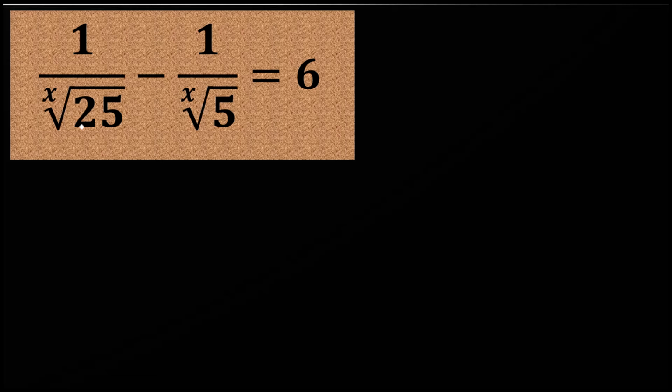Let's solve for x from here. We have 1 on the x root of 25 minus 1 on the x root of 5 equals 6.